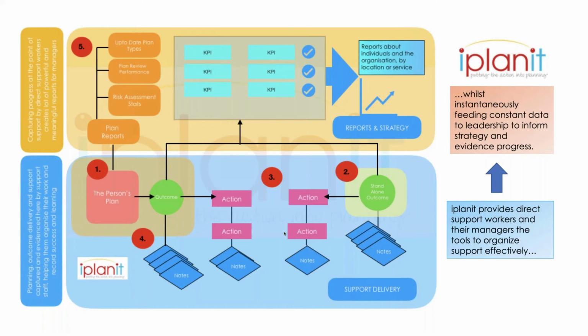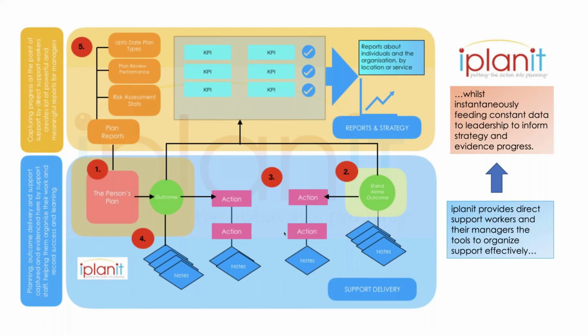So number one is the person's plan, and an outcome can come from that. We can set outcomes directly from the plan, or on number two, towards the right, we can set outcomes on their own. Each outcome can be broken down into steps, smaller steps to help towards the larger outcome. Those are actions. And then the blue diamonds, these are the notes, the communication notes staff can make and share with each other about progress. And that really is how simple the system is.